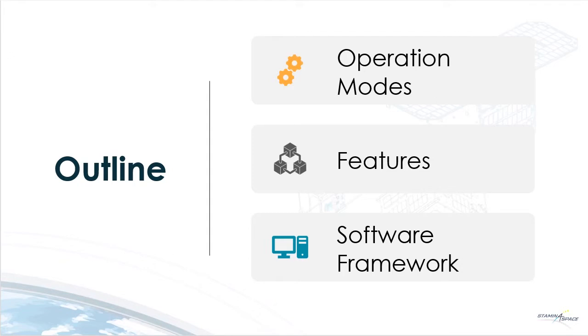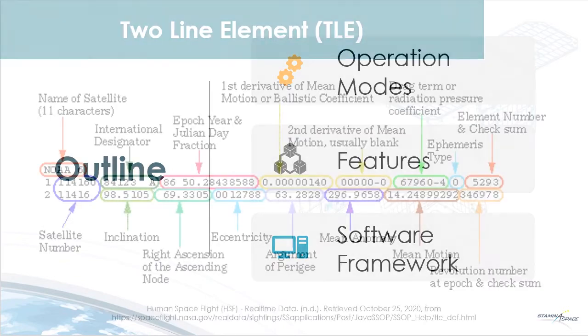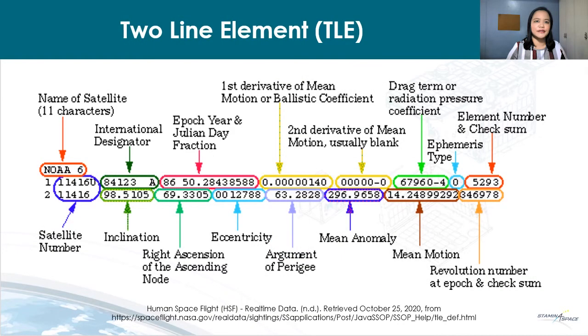Before we dive into the different operation modes of MATA, I'll first discuss 2 important terms in satellite simulation systems. First is a two-line element set. This TLE is a data format describing the orbital elements of satellites for a given point in time. This is used in the calculation of the orbital position of the satellites.